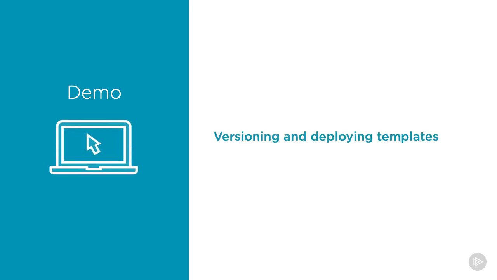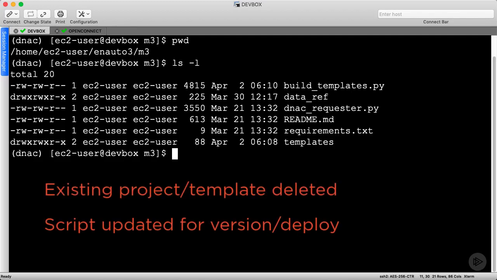Before deploying a template, we have to version it, but we can quickly perform both actions. Then, we'll check the device to ensure the config changes were applied. Behind the scenes, I've manually deleted the existing project and template from DNA Center so we can start over.